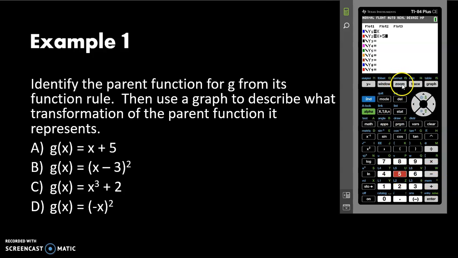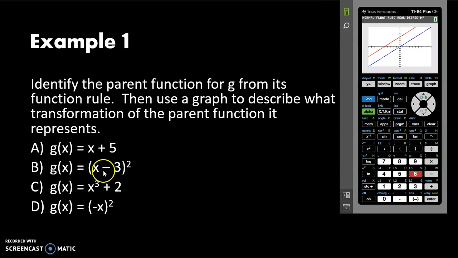Now, I'd like to use Zoom Standard, which is number 6. And that one tends to show me everything that I need to know. Please note that the blue line is the original parent function and the red line is the new one. So this one has been translated up 1, 2, 3, 4, 5. So the parent function is the linear one, and the transformation is that it has been translated up 5.